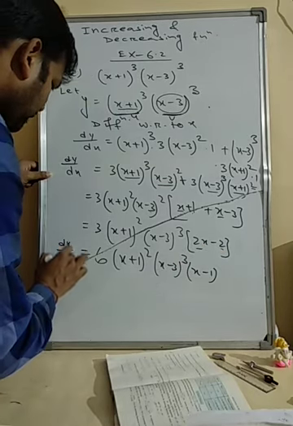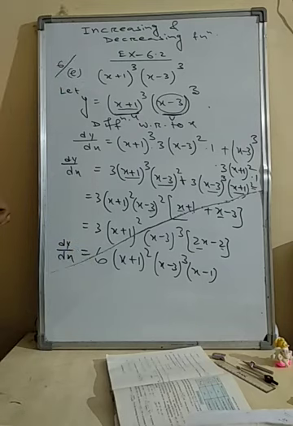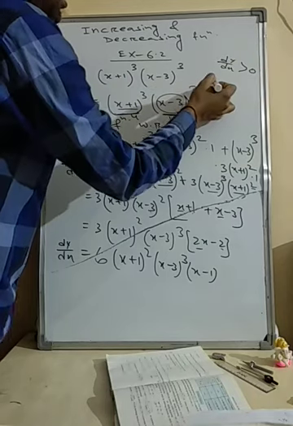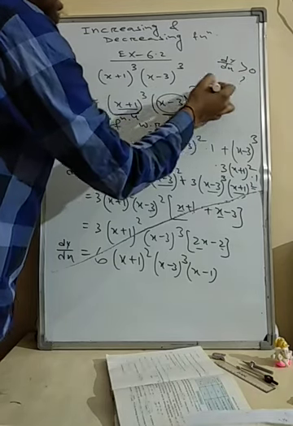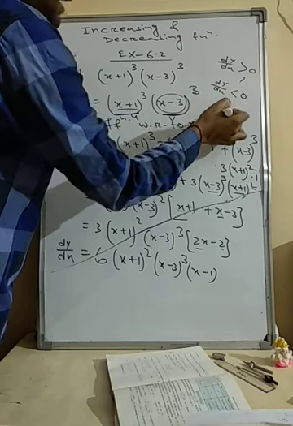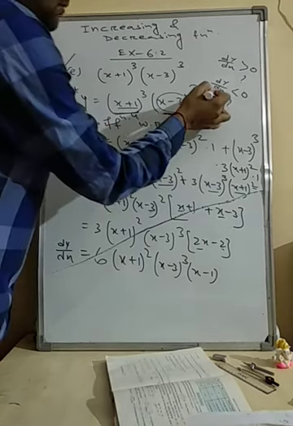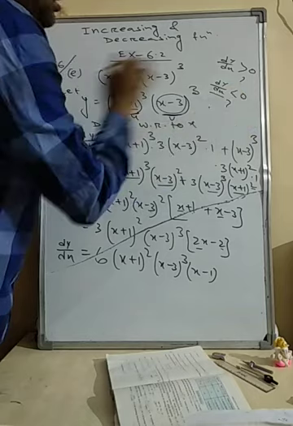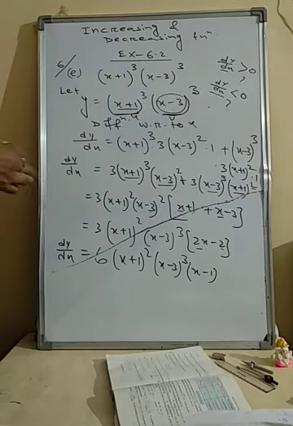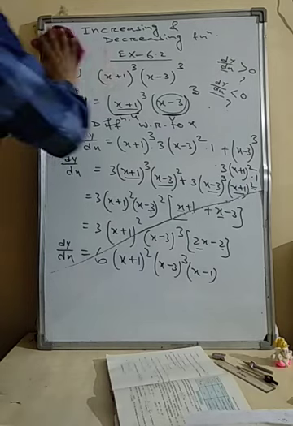It is dy/dx. Now see, strictly increasing means you have to remember dy/dx should be greater than 0 and we have to find the interval, and strictly decreasing means dy/dx less than 0 and we have to find the interval. Under what interval dy/dx is less than 0 and on what interval dy/dx is greater than 0. So now see, first of all I will find here the critical points.